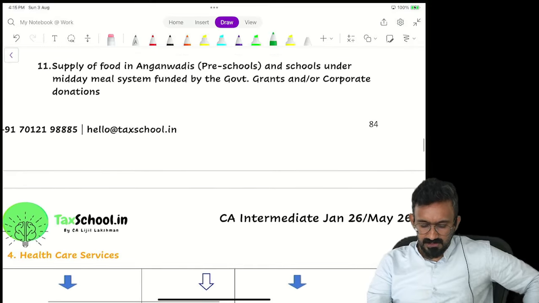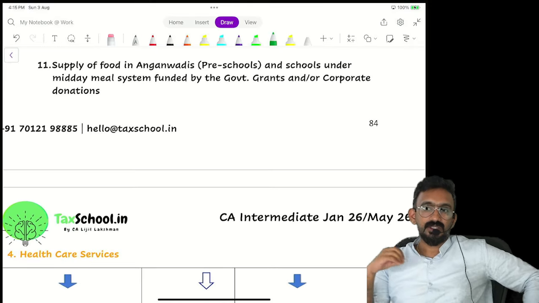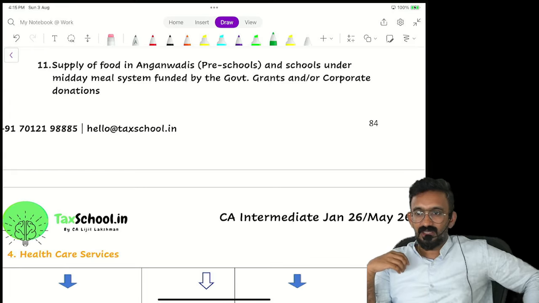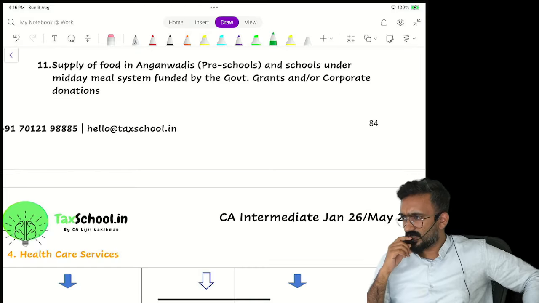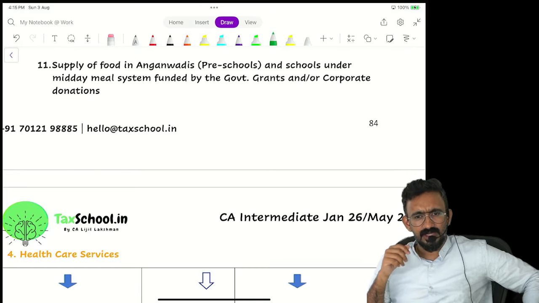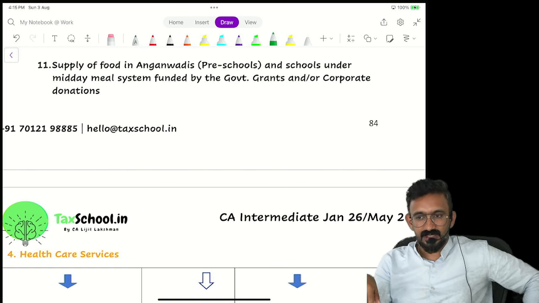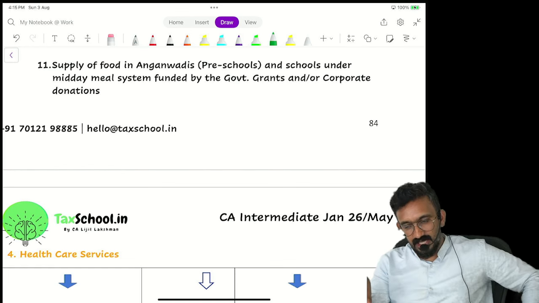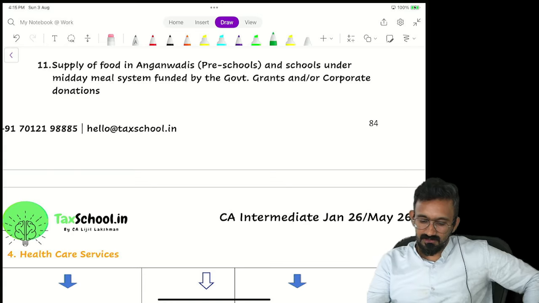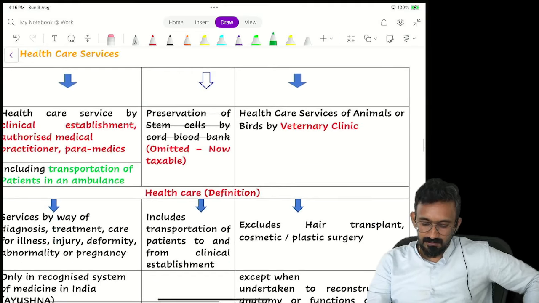Because you are getting the service in the capacity of a student. Next, Anganwadis are getting catering services. Would it be taxable or exempt? Question: Anganwadis, are they considered to be an educational institution? Yes. Anganwadis, Balwadis, what is it called here? Balwadis, right? Are they considered to be an education institution? Yes. They are preschool. So giving them catering services would be exempt.